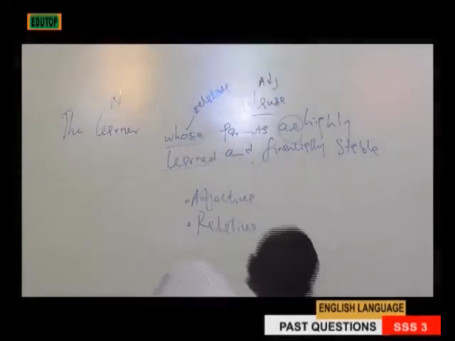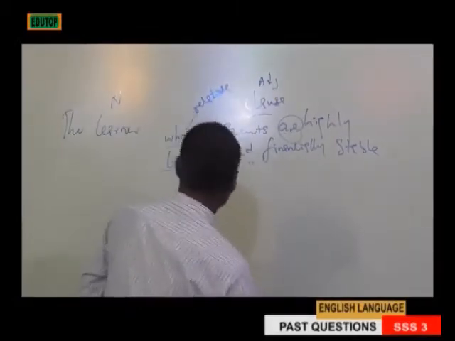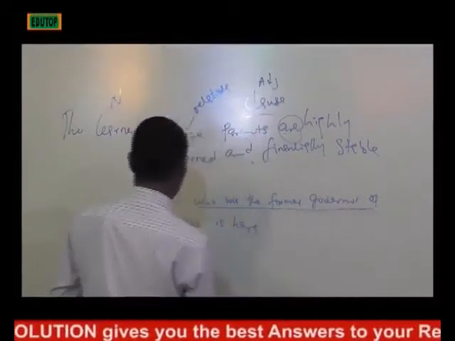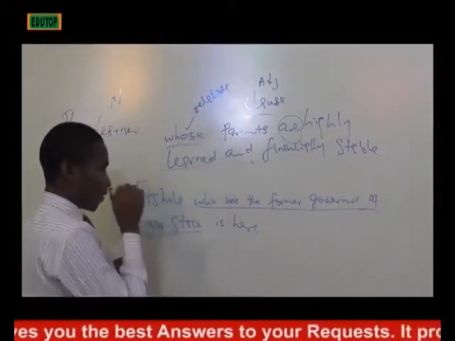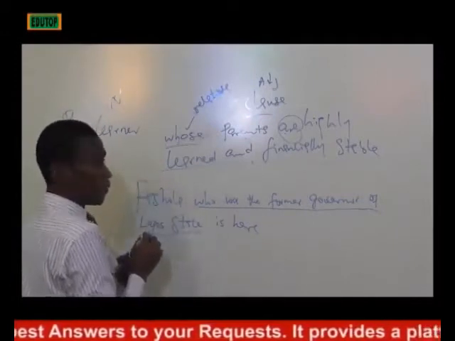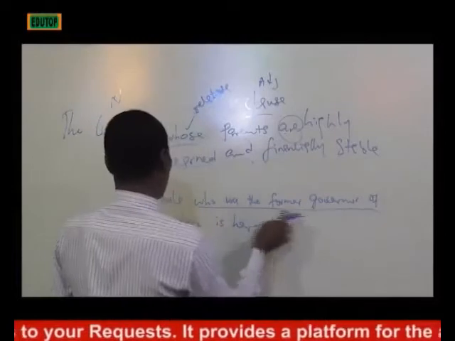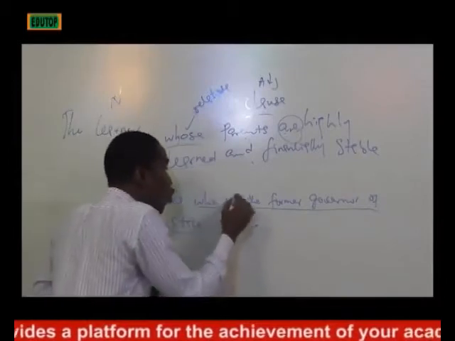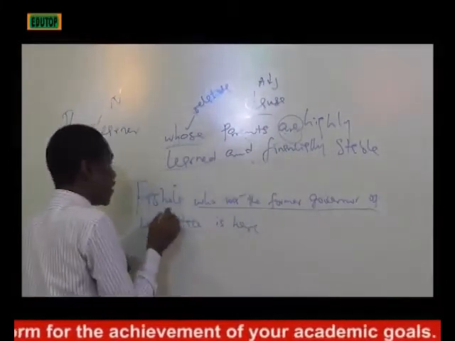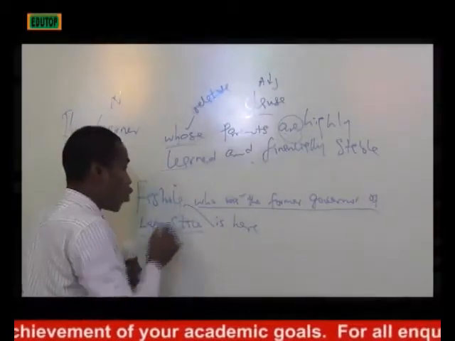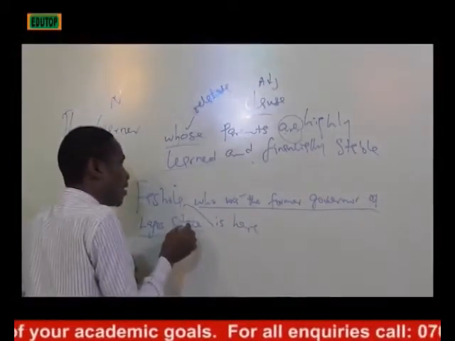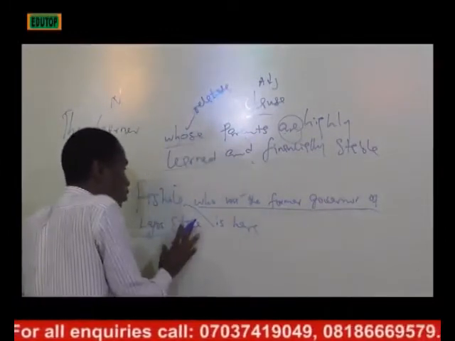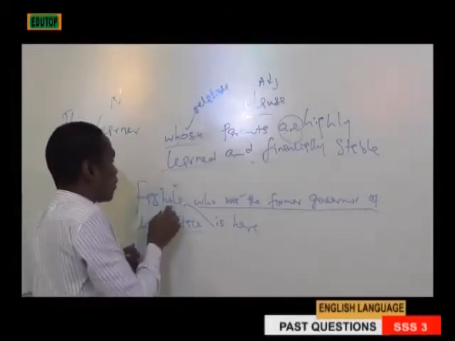Let me give an example of a relative clause. Look at this expression. Fashola, who was the former governor of Lagos State, is here. Now look at this. Who was the former governor of Lagos State refers to who? Fashola. And you know, we can remove who was the former governor of Lagos State and simply read Fashola is here. And so, who was the former governor of Lagos State is just an optional part of this structure, which can be removed from this structure, yet the meaning will be intact. So the sentence can simply read Fashola is here.